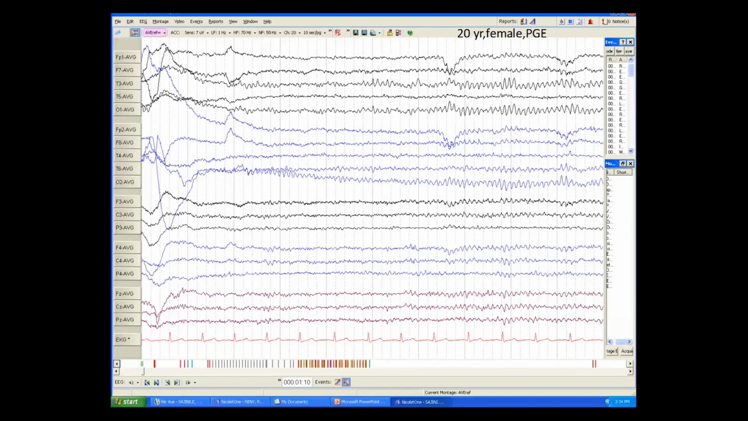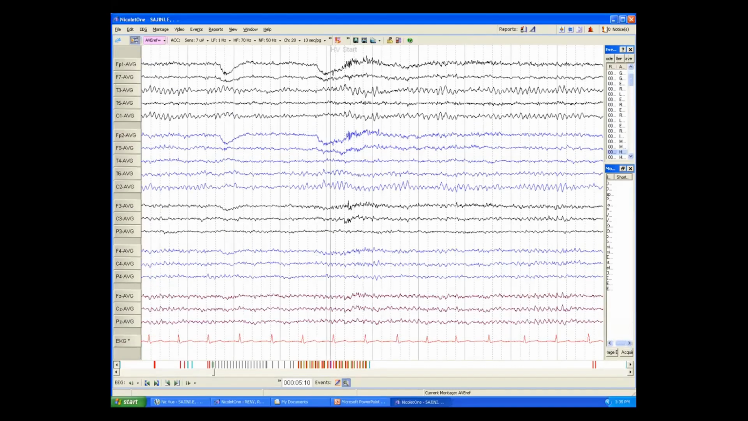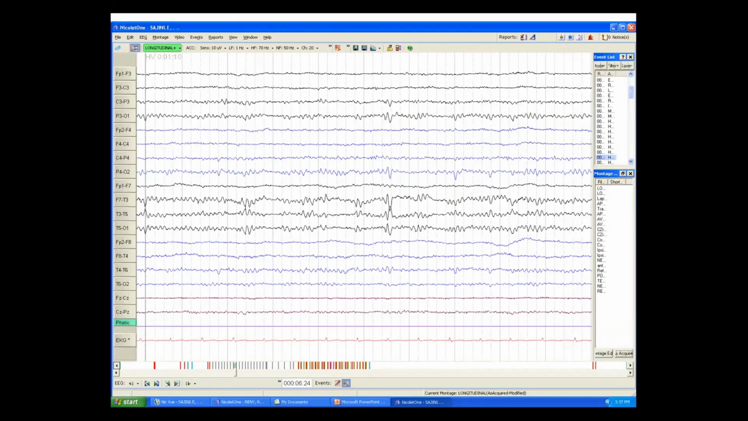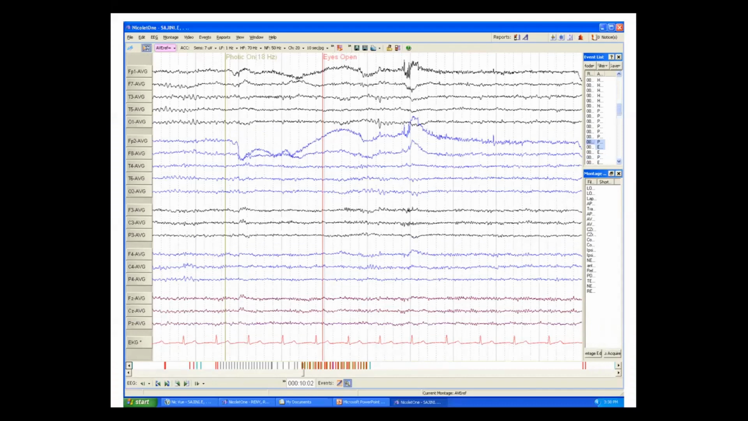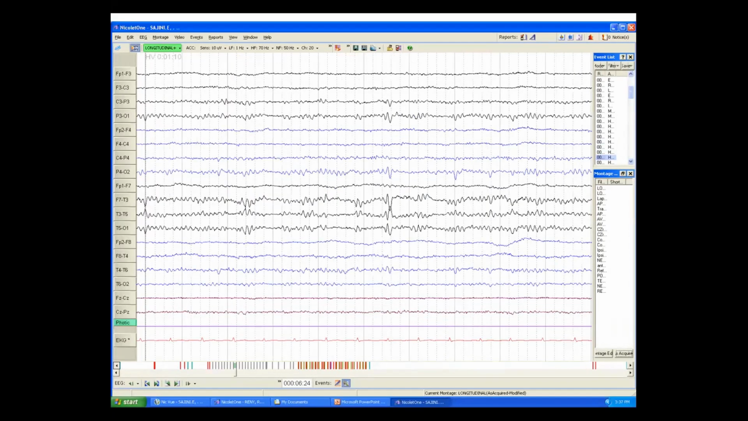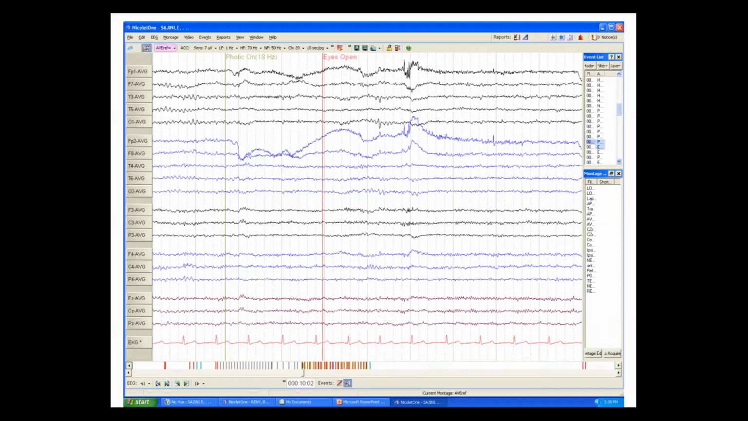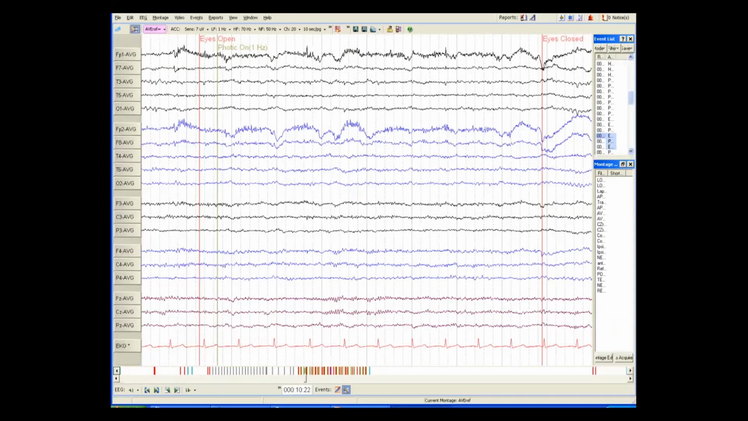Okay. So this is a 3-year-old female with primary generalized epilepsy. The HV has been started. Now there is a photic. This is the HV of this patient. Okay, there seems to be something happening on the left. We'll see further. This is photic at 18 hertz. Photic at 1 hertz.